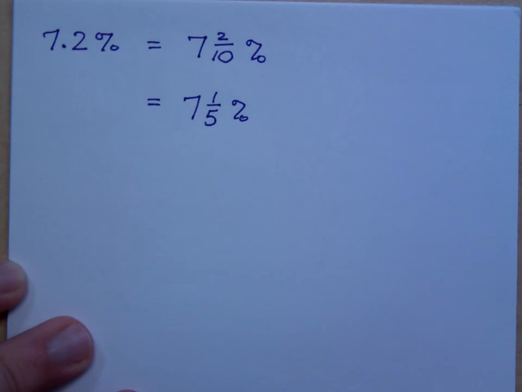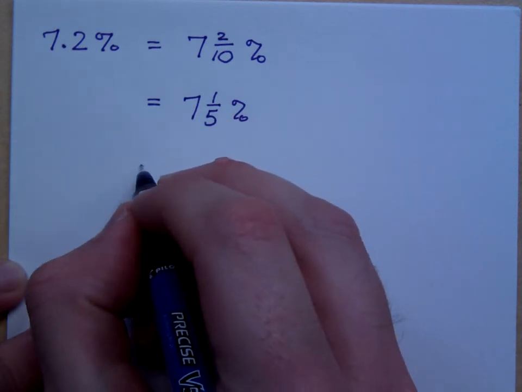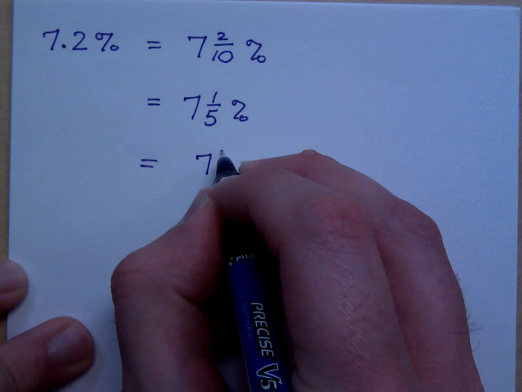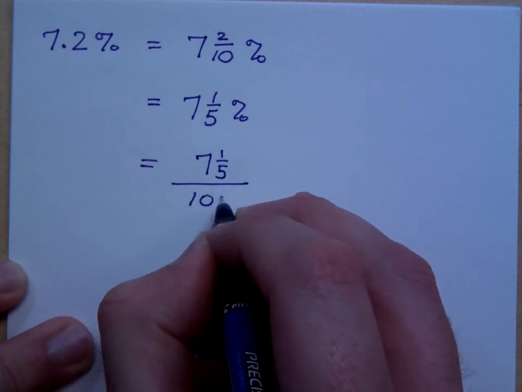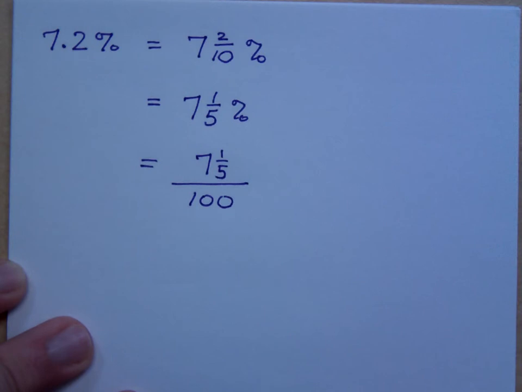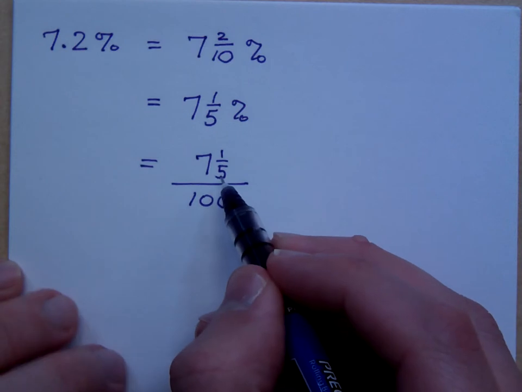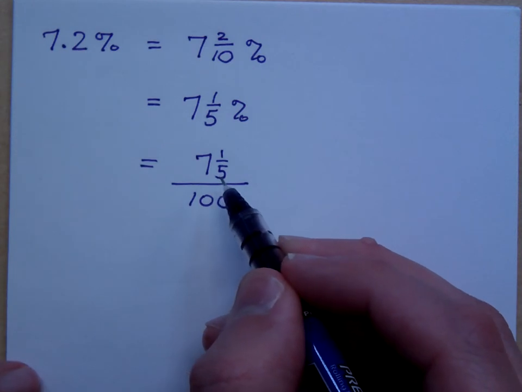We said per 100. So when you look at this, this looks kind of weird. This is 7 and 1/5 per 100. How do I do division when I have mixed numbers? Times what? Oh, so you want to convert this to an improper fraction? Good. That's what you should do.